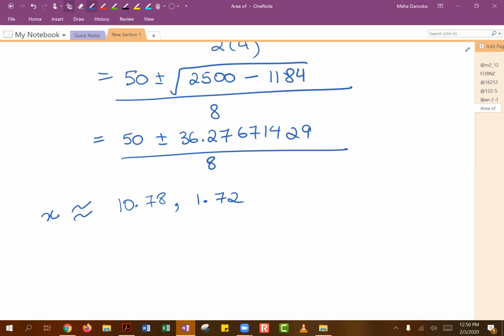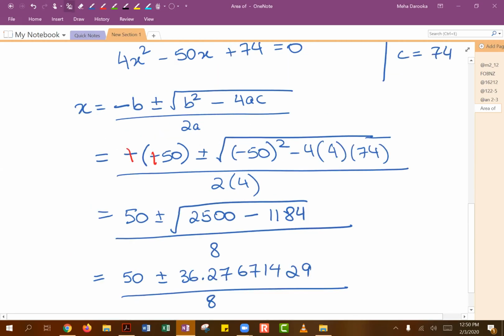Because if you talk about a real life application, well, what does 2 square root of 3 mean? We still would have to do an approximation, right, to cut those squares out. So 2 square root of 3 would be an exact answer, but that doesn't tell us then how much corner you're cutting off. So now I have 2 answers, 10.78, which is approximately 11, and 1.72, which is approximately 2.